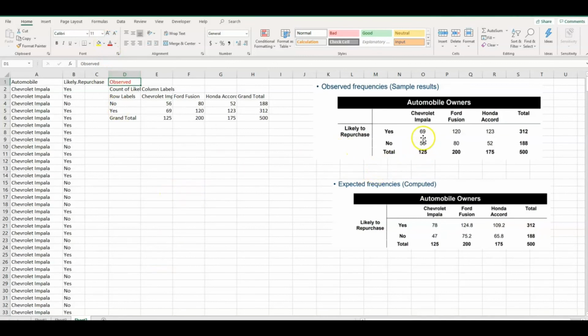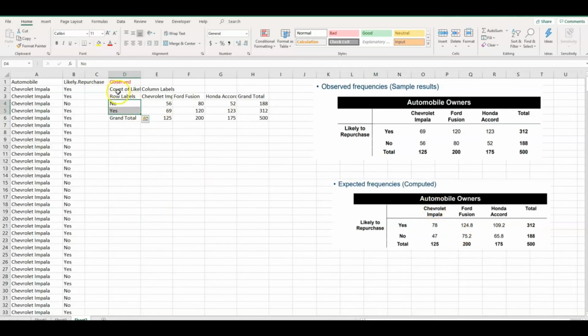Just like compare. So yes, 69, 120, 123, 3, 2, 1. The final total is 500. No is ahead of yes because this is sorted. So let's generate the second table.